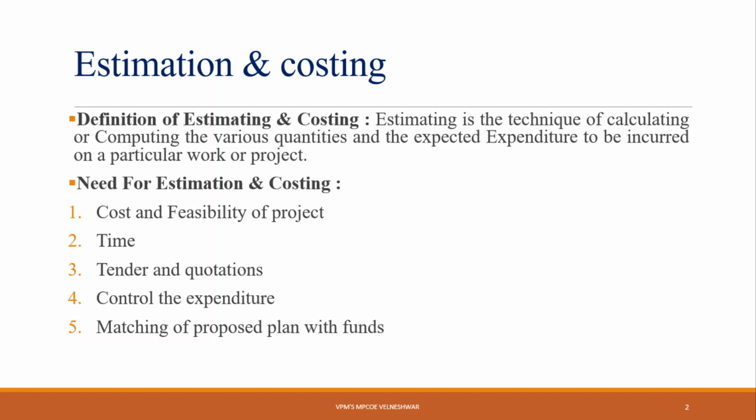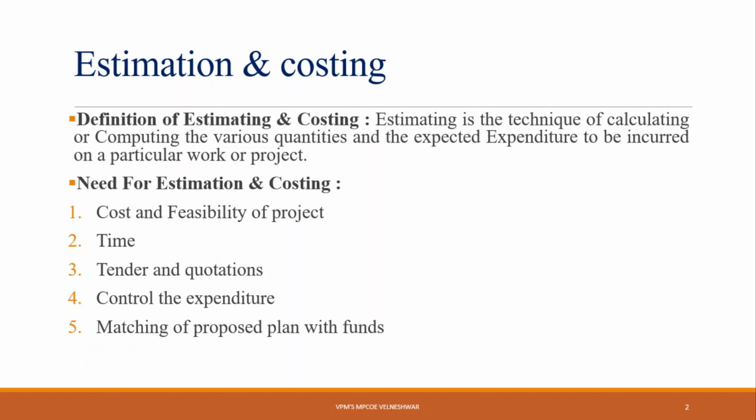And what is meant by costing? From those estimated quantities, we multiply the quantity with the rate and we get the expenditure for that item, and that expenditure is called the cost. So, are you clear what is meant by estimating and what is meant by costing?